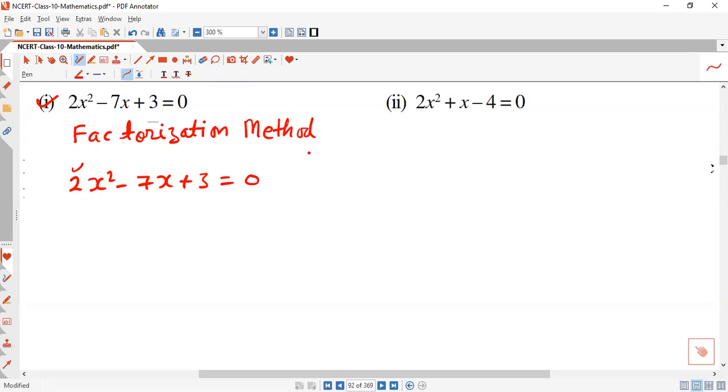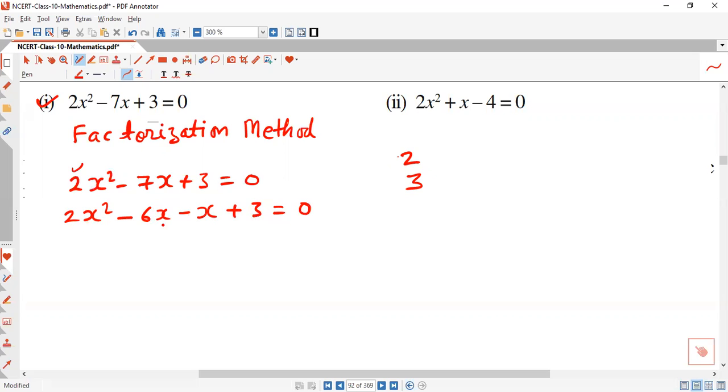See, the coefficient of x² is here 2, and the constant term is 3. So there are only these two numbers, 2 and 3. The product of 3 into 2 comes out to 6, and we see that 7 can be split as 6 and 1. 2 into 3 is 6, and 1 is there also. So I can write 2x² − 6x − x + 3 = 0.